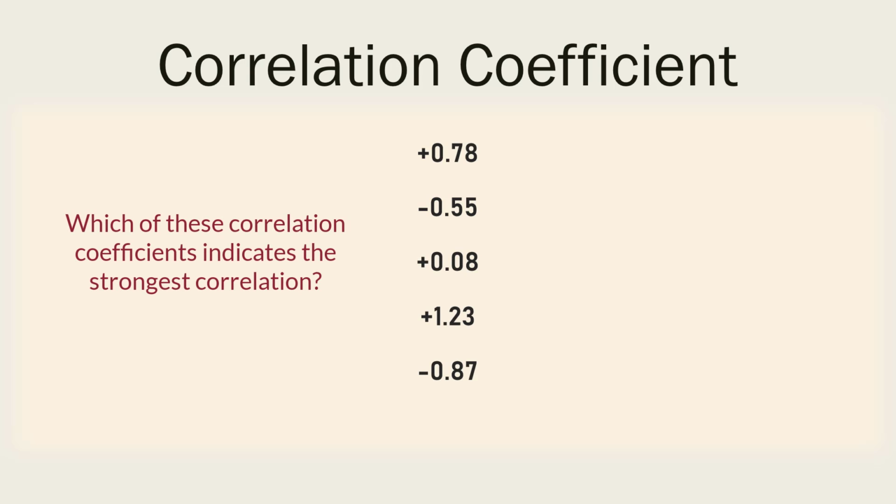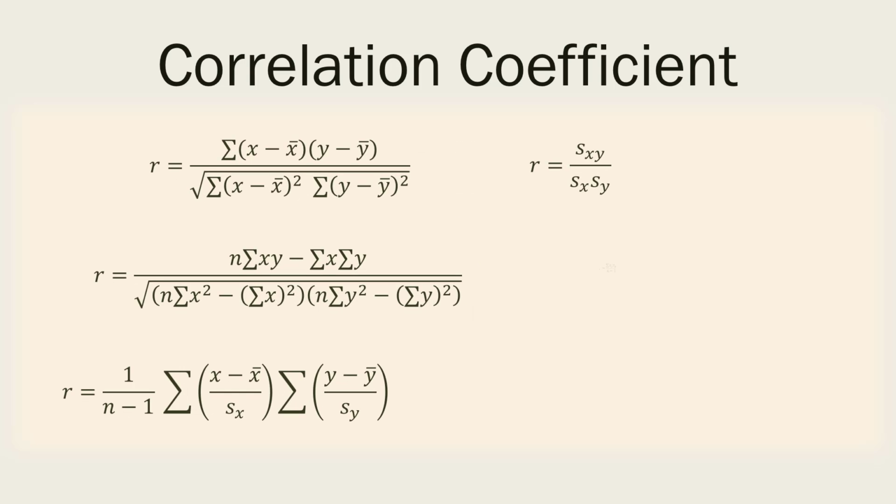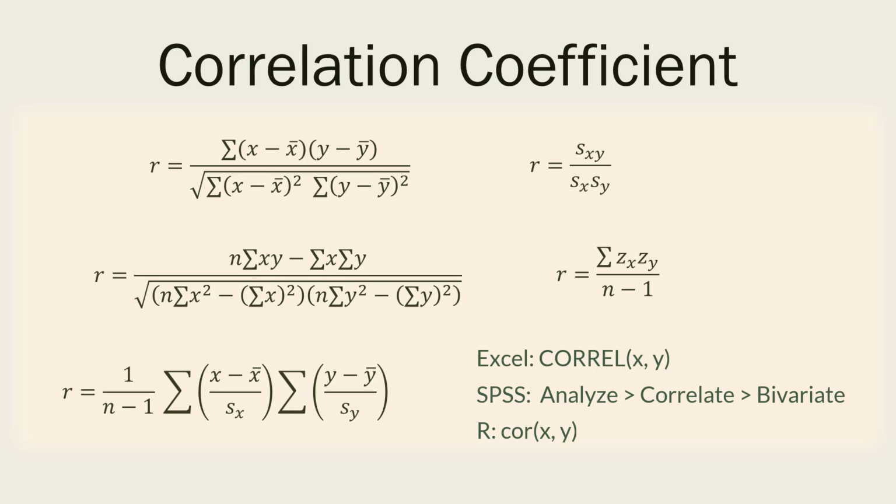Which of these correlation coefficients indicates the strongest correlation? The highest value here is +1.23, which unfortunately cannot be a correlation coefficient because it is greater than 1. So the answer is -0.87 because it has the largest absolute value between -1 and 1, and the weakest will be +0.08.